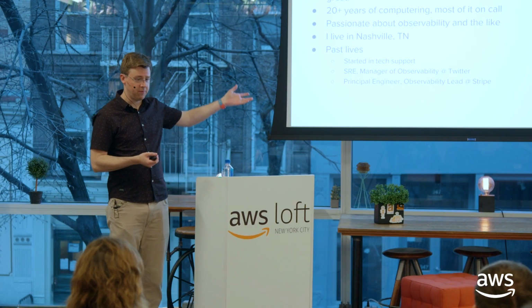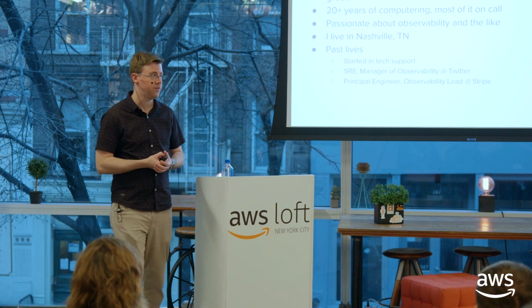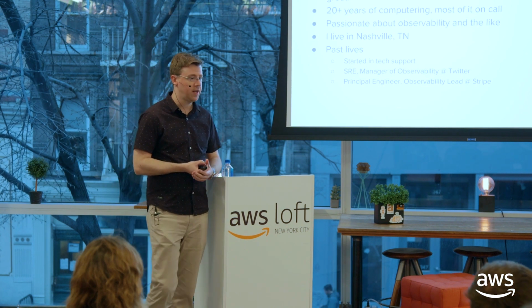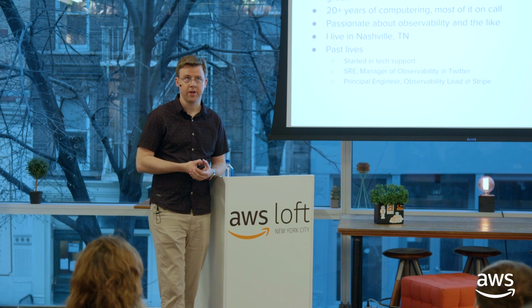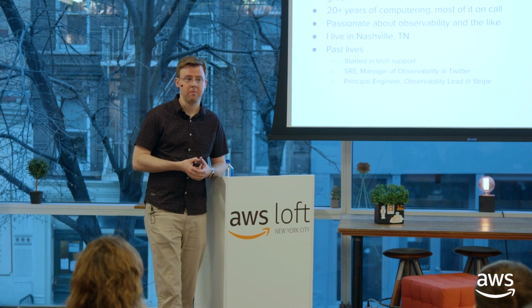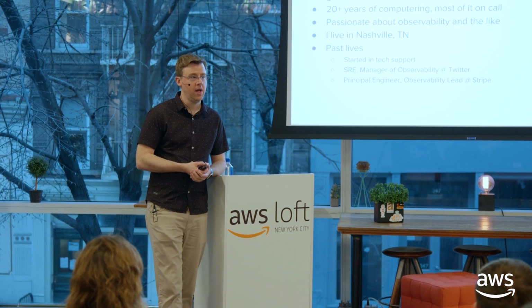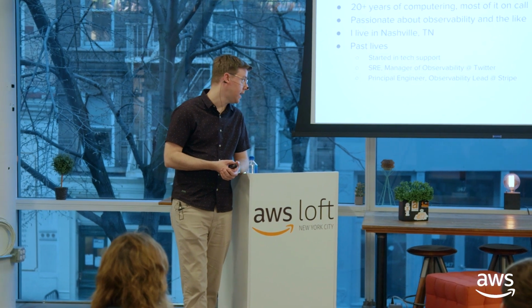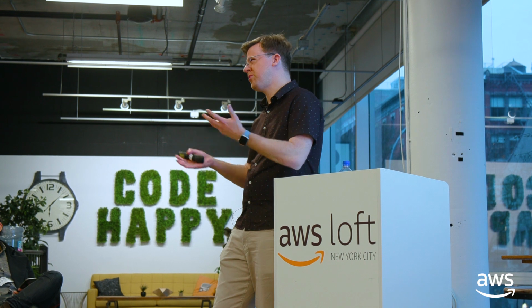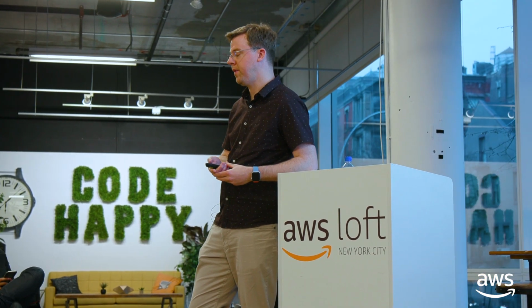So some past life stuff I already mentioned. I started in tech support at a dial-up ISP. I was an SRE at Twitter working on message queues, then later an SRE on the observability team, then later managed the observability team at Twitter, and then did a stint at another place that I'll talk about in a minute, and then principal engineer. Stripe doesn't really have titles, but the closest thing would be a principal engineer, and I started and ran the observability team in my time there.